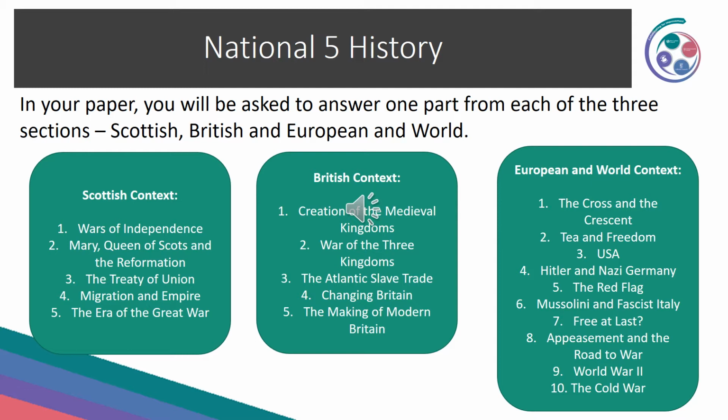On the screen in front of you, you can see all of the different units that are assessed in the National 5 History course. For example, in the Scottish context, if you have studied Migration and Empire, when you receive your paper, you would turn to the Migration and Empire section and answer the questions from there. If you have then studied the British section and its Atlantic slave trade, you would turn in your booklet to the Atlantic slave trade questions.